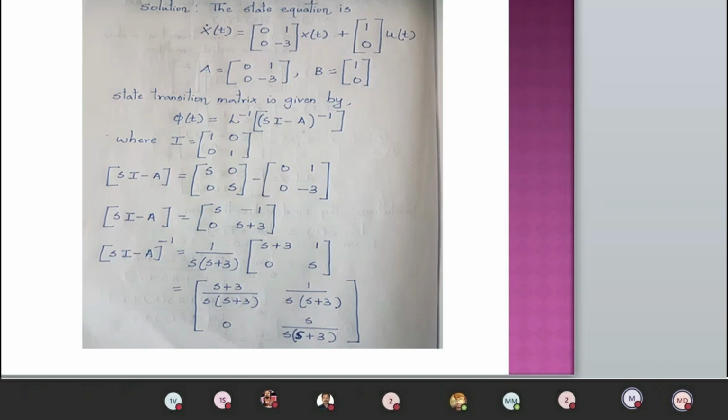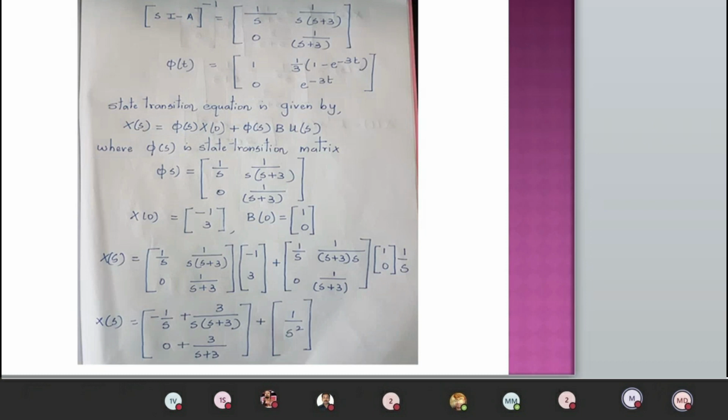Now (sI minus A) inverse is 1 by determinant into the adjoint. So what you have to do, you have to interchange a11 and a22, so s plus 3, yes, you have to swap, and then you have to change the sign of a12 and a21. Minus 0 is obviously 0. Once you divide, it becomes [(s+3) divided by s into (s+3), 1 by s into (s+3); 0, s divided by s into (s+3)].